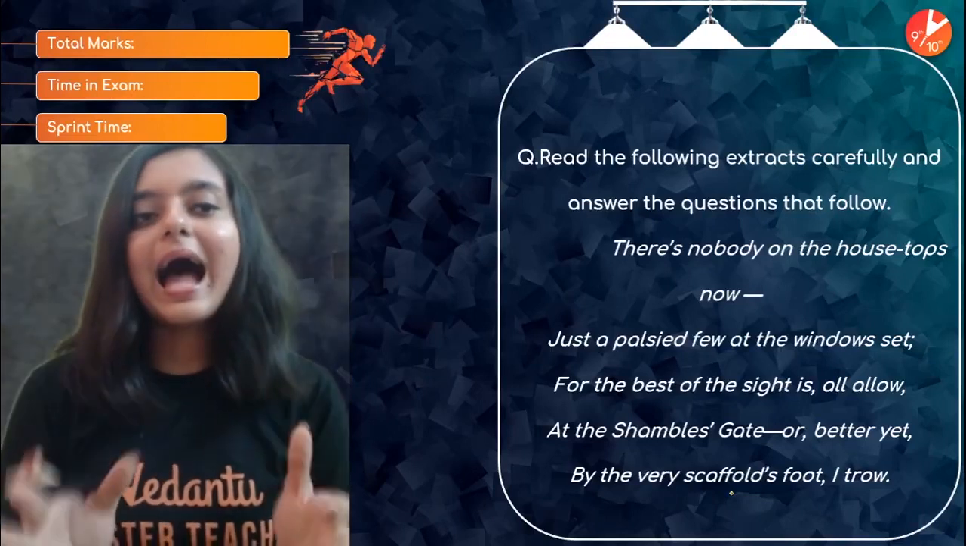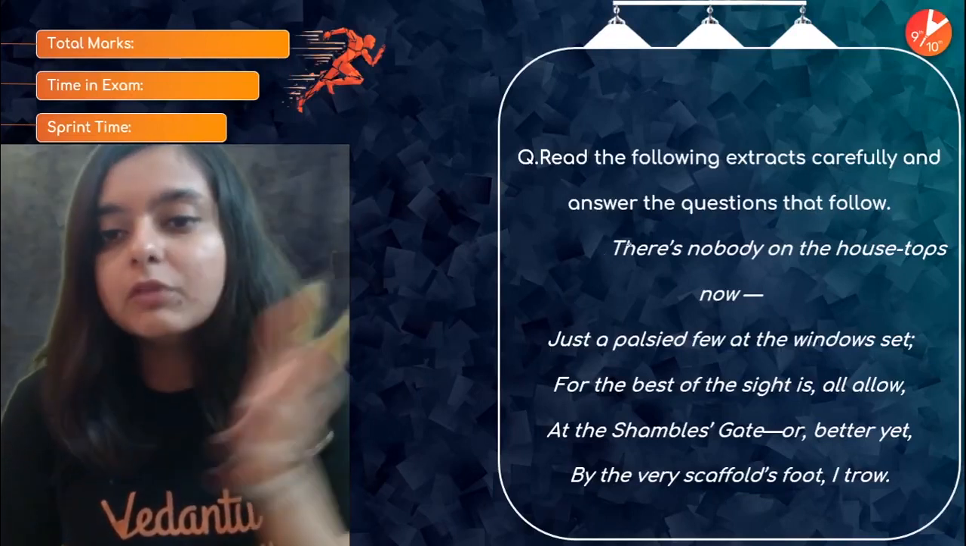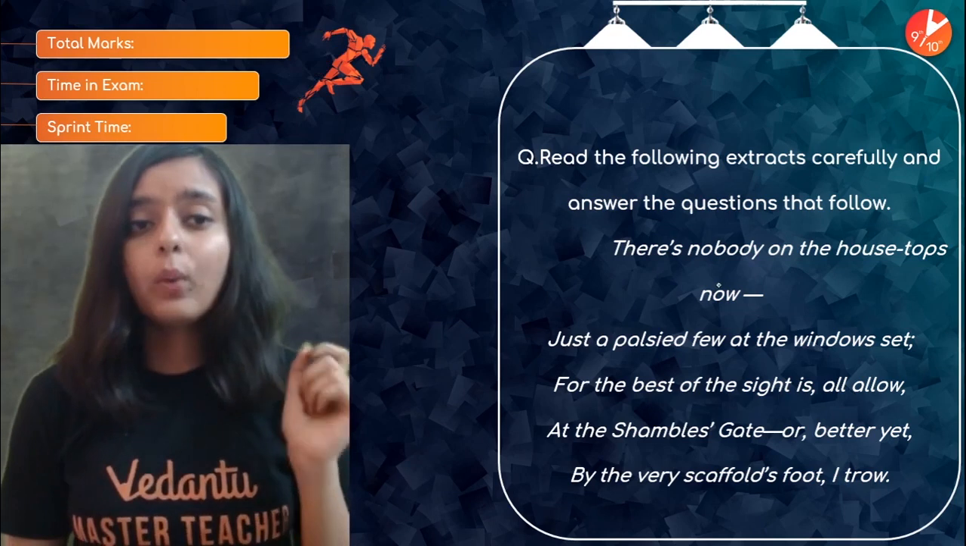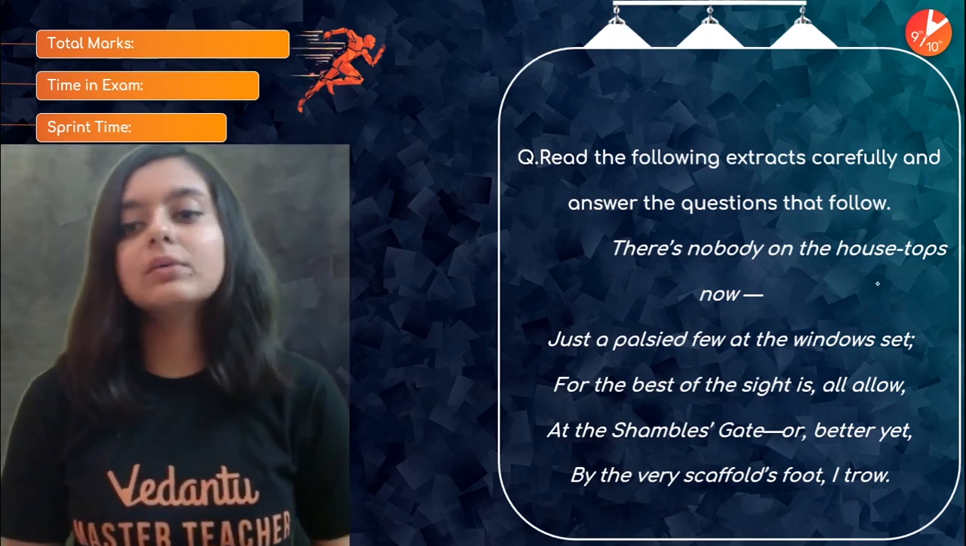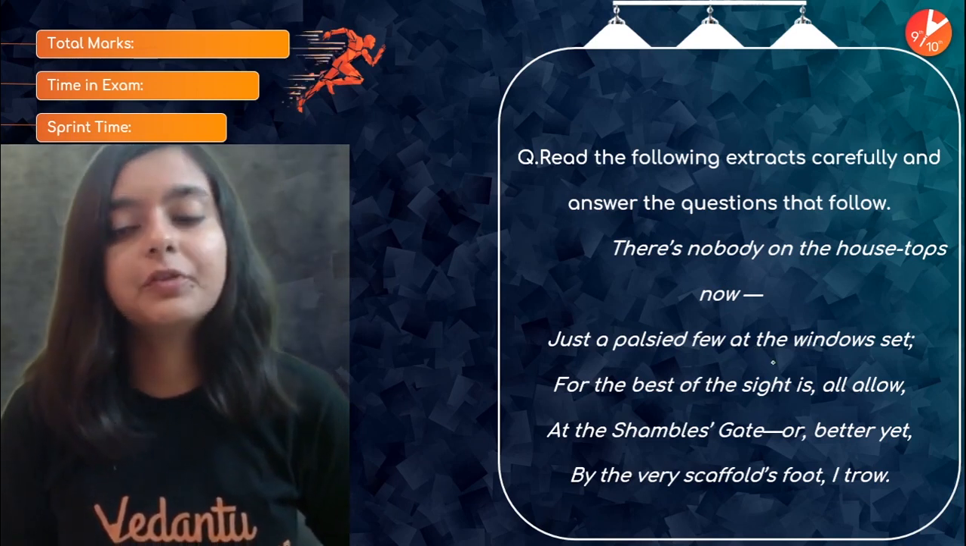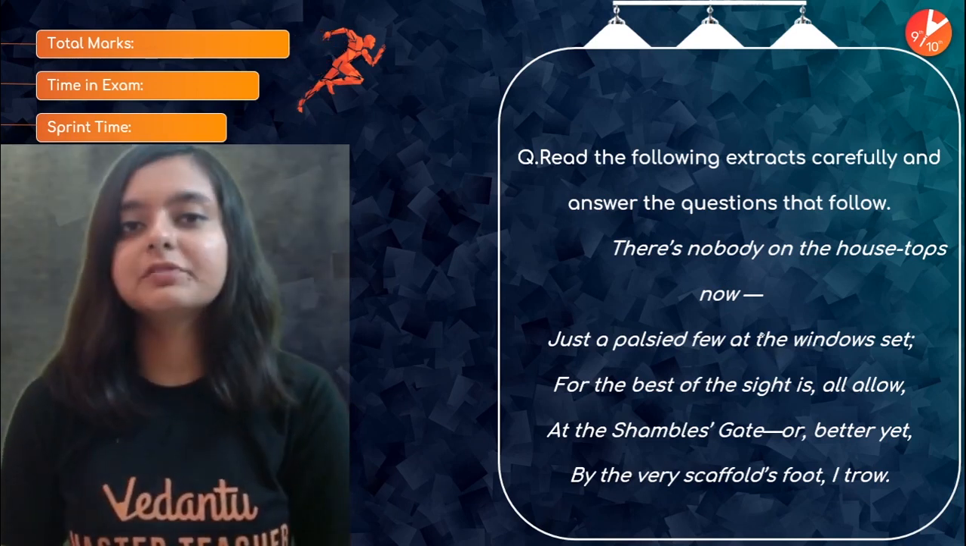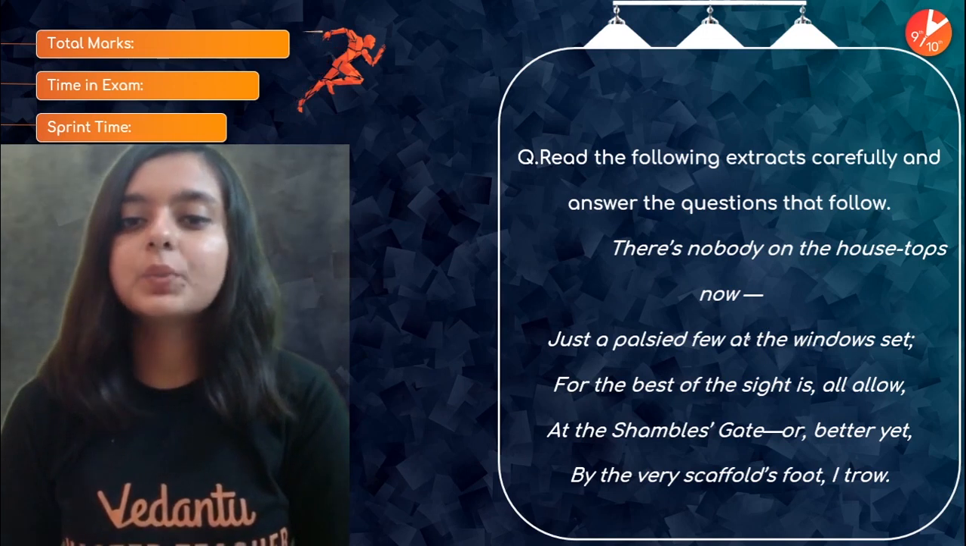All right, guys, with that, let us move ahead with the next passage, with the next stanza. There's nobody on the housetops now, just a palsied few. So from here, we have completely shifted to the present situation.